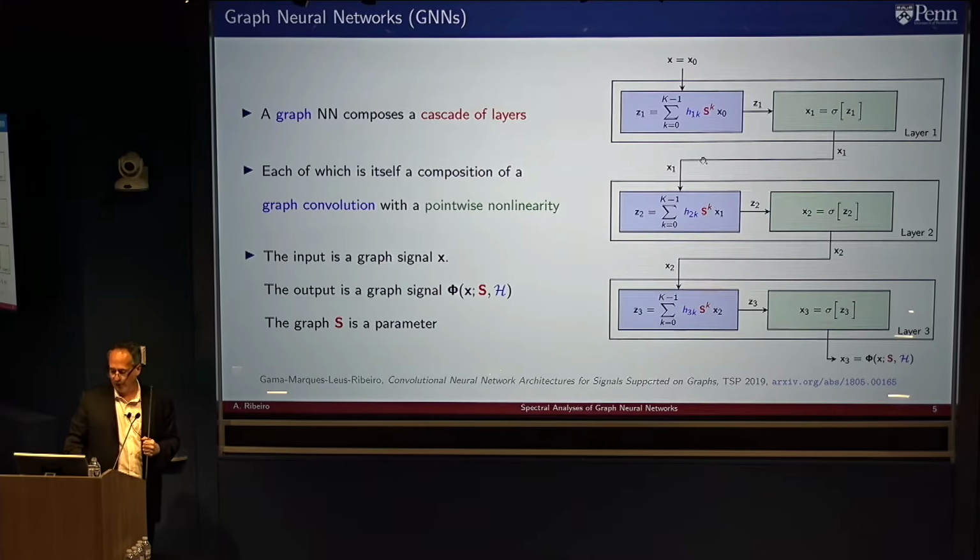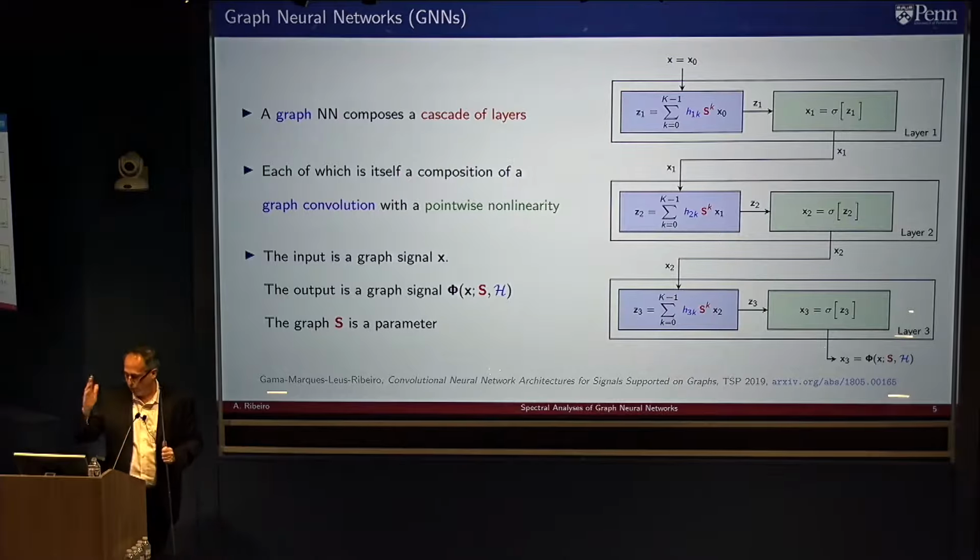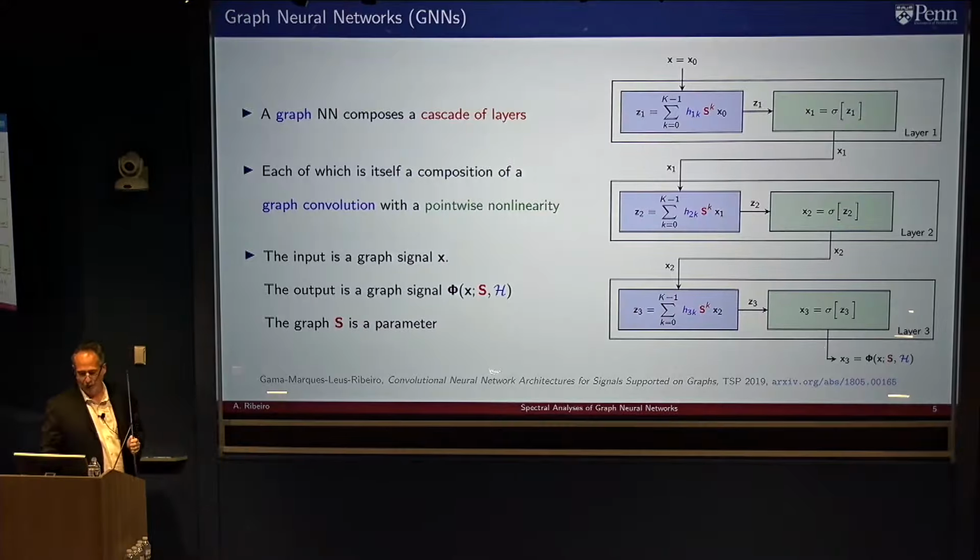Something that is very important to notice here is the following. The input to this architecture is a graph signal. The output is another graph signal, and the graph here, S, is given as a parameter. Okay, so that's something that I have found helps to understand what it is that a graph neural network is doing. It's not processing the graph, although indirectly, of course, it is. It's processing information that is supported on the graph.